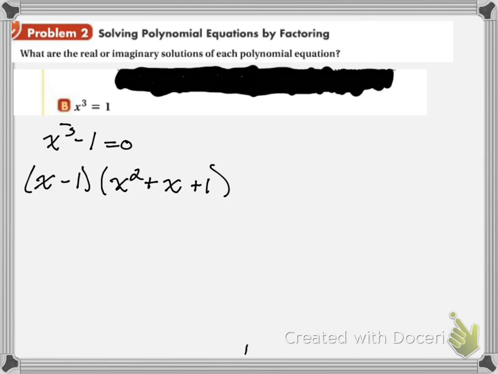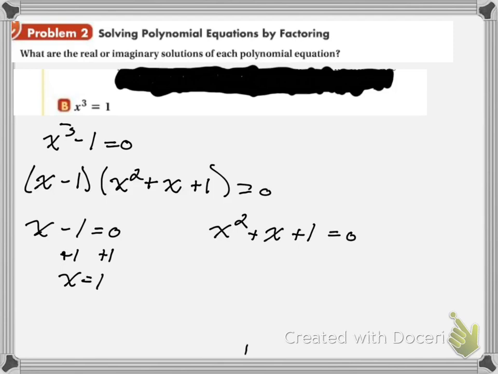So now solve. Set each thing equal to 0. So x minus 1 equals 0. That's easy. Add 1. I get x equals 1. There's one of my roots. And then set the other thing equal to 0. X squared plus x plus 1 equals 0.